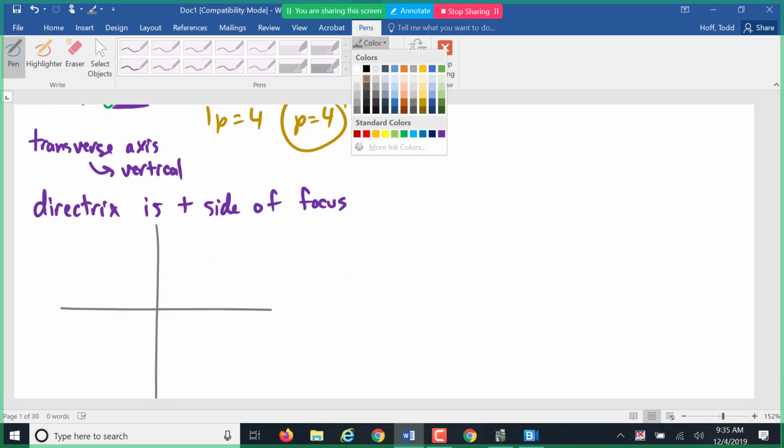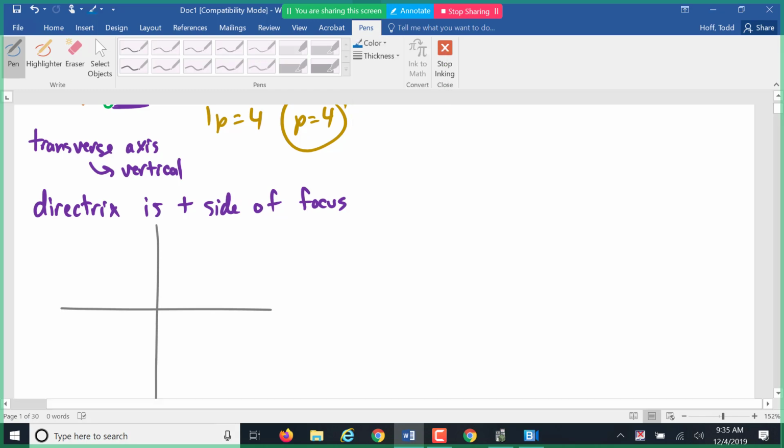The focus in these polar equations, at least the ones we have looked at, the focus is always at the vertex or the origin of our graph. The directrix being on the positive side means the directrix is up above it. And p equals 4 means the directrix is 4 units above the focus. So 1, 2, 3, 4, there's our directrix right there.